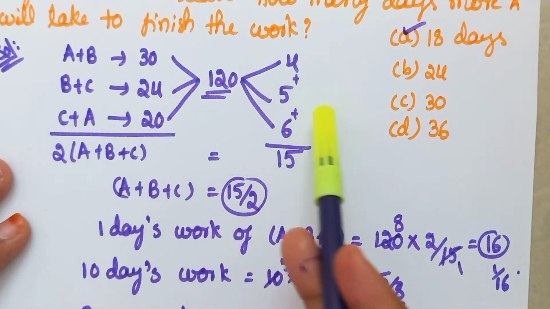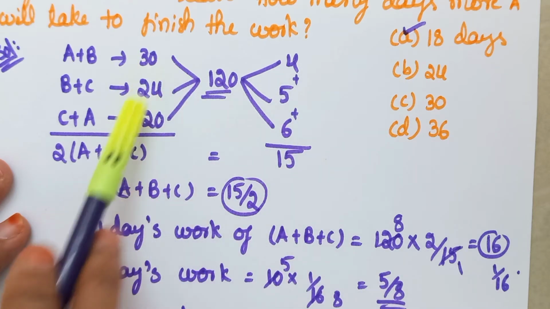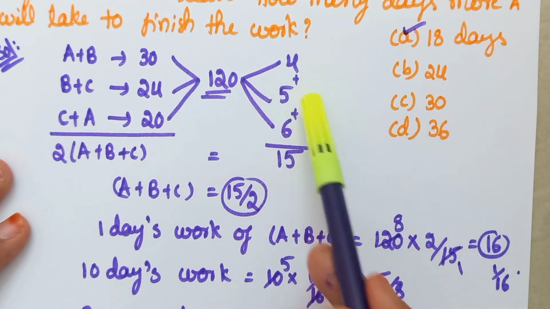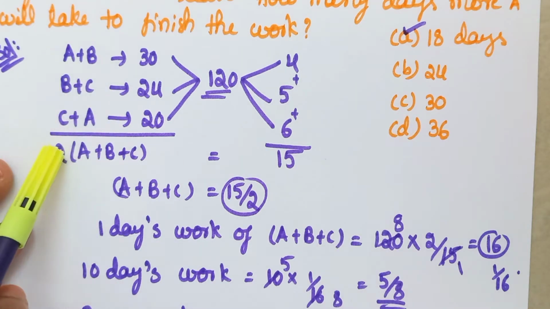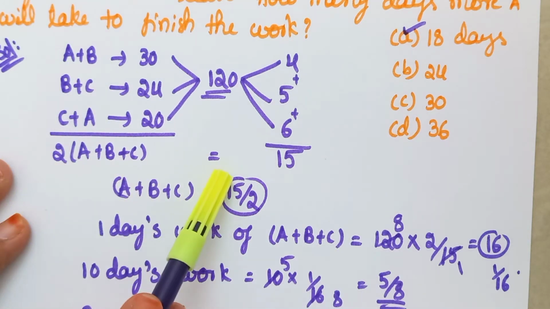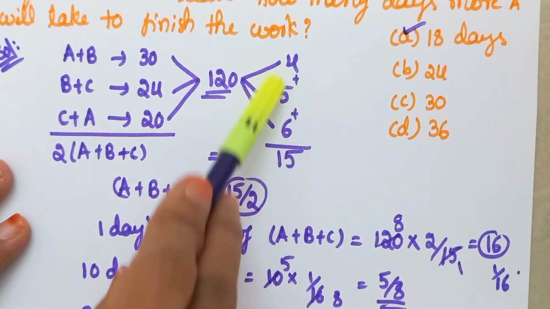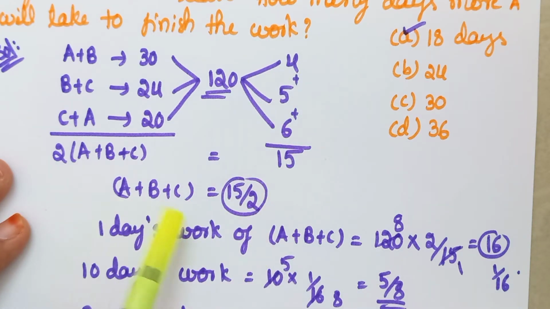To find the 1 day's work, we have to divide 120 by 30, 24 and 20. So, we will get 4, 5 and 6 respectively. As we all know, if we add these things, we will get 2 of a plus b plus c. What is this sum? 15. That is nothing but a plus b plus c is equal to 15 by 2. This is the ratio, the fraction we got from the work done in 1 day.